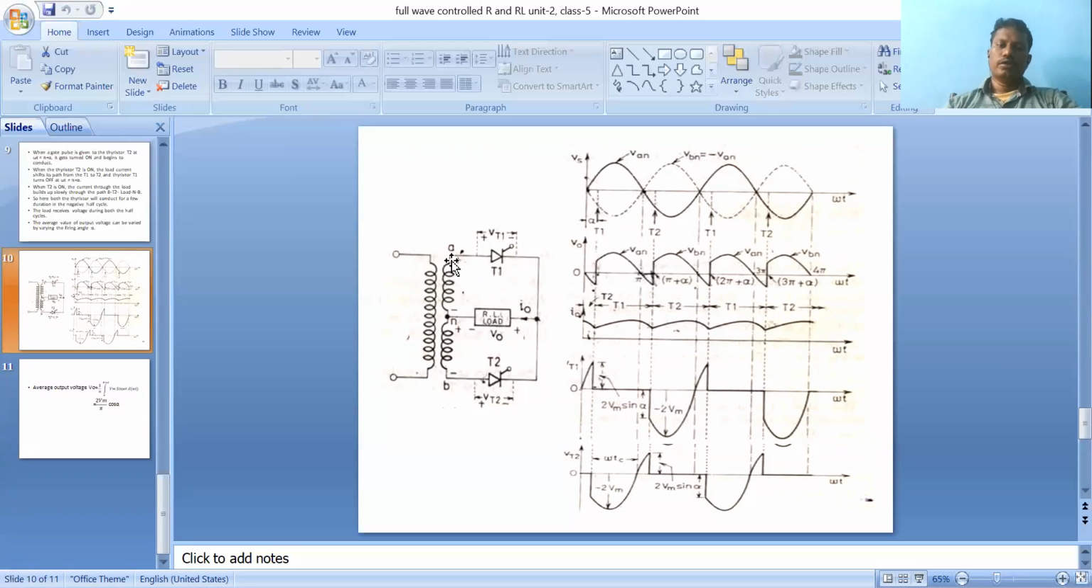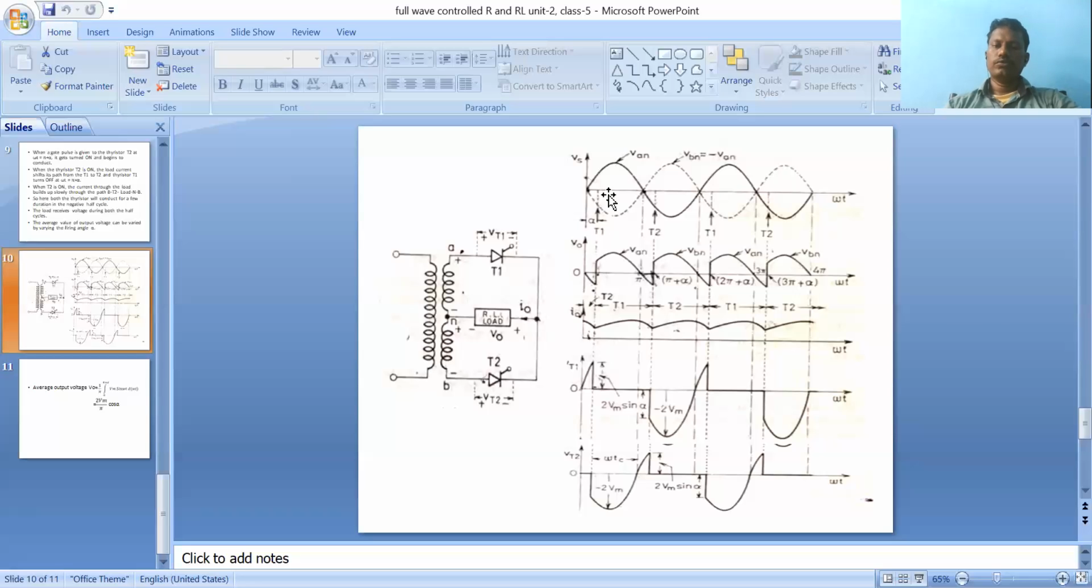Here A is positive with respect to N. A positive means positive is connected to the anode of T1, so T1 comes in the conduction state, and B is negative. Negative is connected to the anode of T2, so T2 is reverse biased. T2 is in reverse bias during the positive half cycle, which means it is in the off state, and T1 is in the on state. Clear?